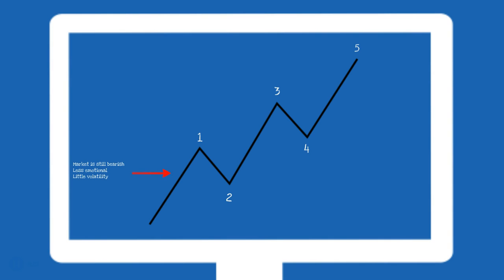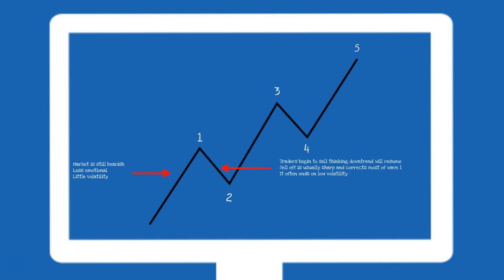Wave 1 at this point is still bearish. It is part of the basing process, and there is no evidence as to where price might be going next. There is less emotion and little volatility as market participants are still short in the market, believing the overall trend is still down. Once Wave 1 finishes, the corrective Wave 2 will present itself.